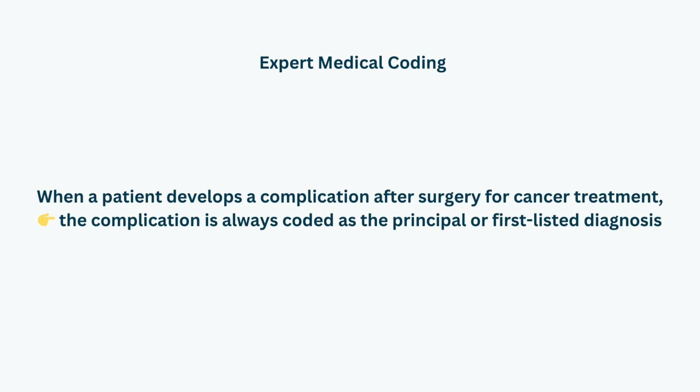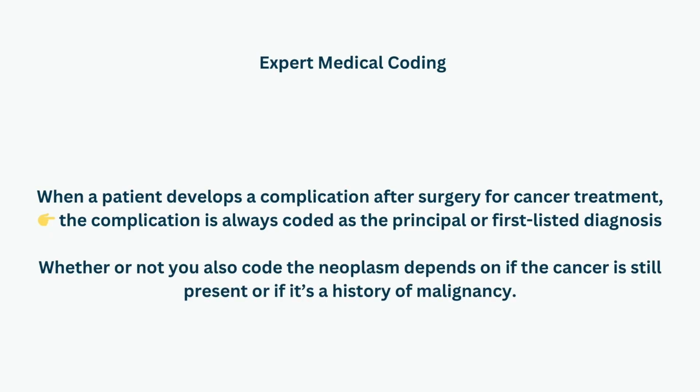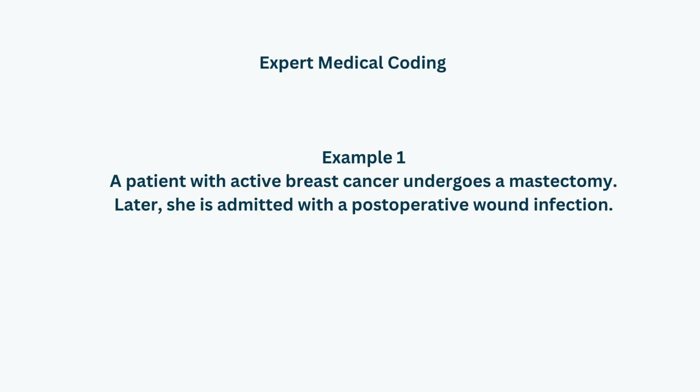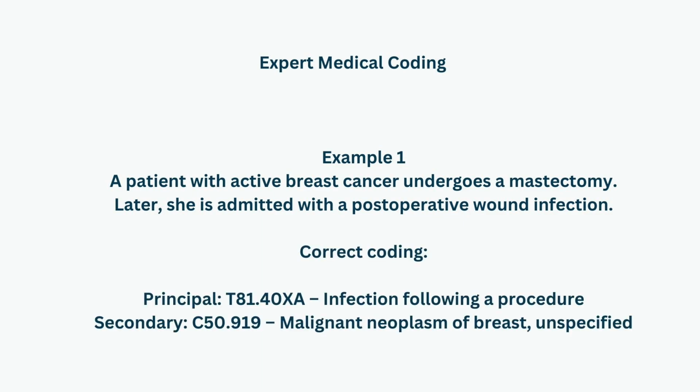When a patient develops a complication after surgery for cancer treatment, the complication is always coded as a principal or first sister diagnosis. Whether or not you also code the neoplasm depends on if the cancer is still present or if it's a history of malignancy. Let us see an example here. A patient with active breast cancer undergoes a mastectomy. Later, she is admitted with a postoperative wound infection. So the correct coding here will be: assign the principal diagnosis as T81.40XA, infection following a procedure, and then give the secondary as C50.919, malignant neoplasm of breast, unspecified.